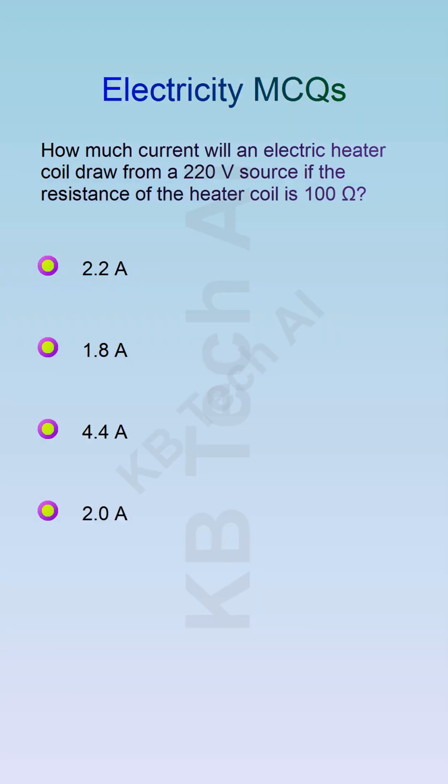How much current will an electric heater coil draw from a 220 volt source if the resistance of the heater coil is 100 ohms? Option 1, 2.2 ampere. Option 2, 1.8 ampere. Option 3, 4.4 ampere. Option 4, 2.0 ampere. The answer is, option 1, 2.2 ampere.